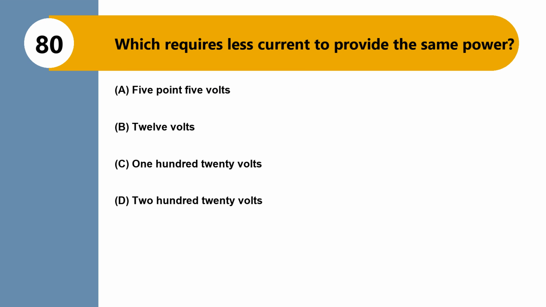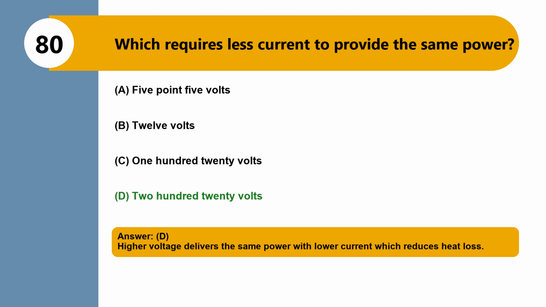Question 80. Which requires less current to provide the same power? Option A, 5.5 volts. Option B, 12 volts. Option C, 120 volts. Option D, 220 volts. The correct answer is option D, 220 volts. Higher voltage delivers the same power with lower current, which reduces heat loss.